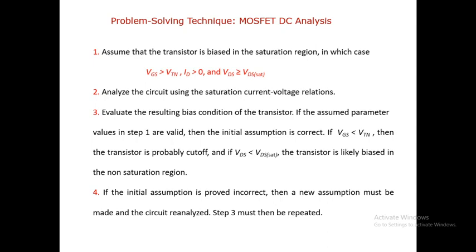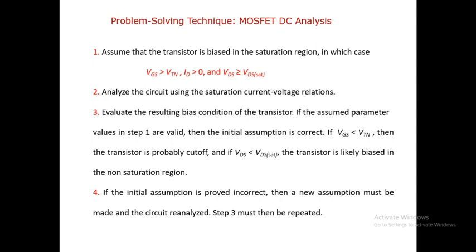The problem solving technique for MOSFET DC analysis is like this. First, assume that the transistor is biased in the saturation region. In this case, VGS should be greater than VTN, ID should be greater than 0, and VDS should be greater than or equal to VDS saturation. Apply the equation of current ID for the saturation region and verify these conditions. Analyze the circuit using the saturation current voltage relation and then evaluate the resulting bias condition of the transistor.